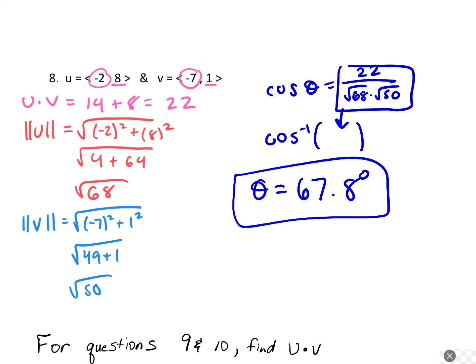So in putting this in the calculator, I would suggest putting whatever's on the bottom in parentheses if you do it all in one step. If you don't put parentheses, it's going to think that you're only dividing the square root of 68 and then you multiply the whole thing by square root of 50. So if you do it all in one step, make sure you use your parentheses to put it in the calculator.